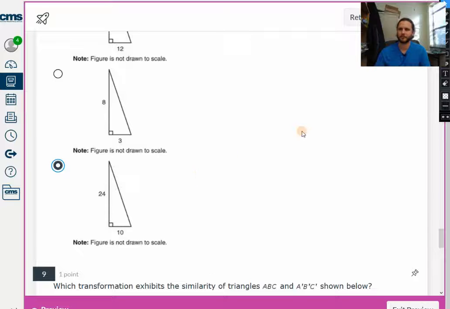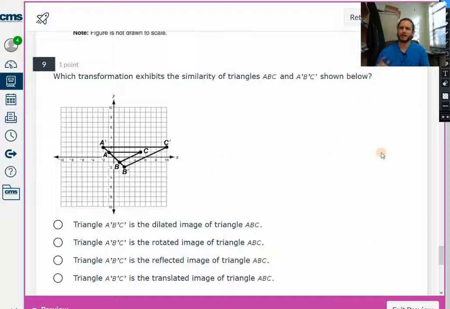For number 9, which transformations exhibit similarity of triangles ABC to A prime, B prime, and C prime shown below? For this one, we're trying to figure out how these 2 triangles are related. I hope none of you missed this one because this is a very clear dilation. The shape looks exactly the same in kind of the same area. It's just a completely different size. The only type of transformation that does that is a dilation. With the others, the shape should have stayed exactly the same.